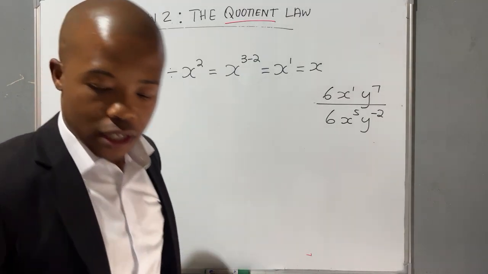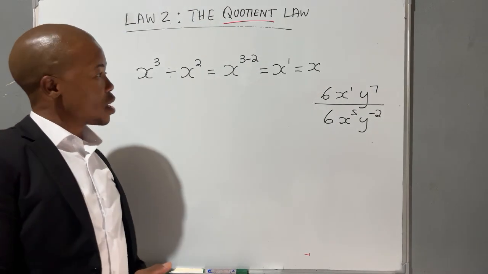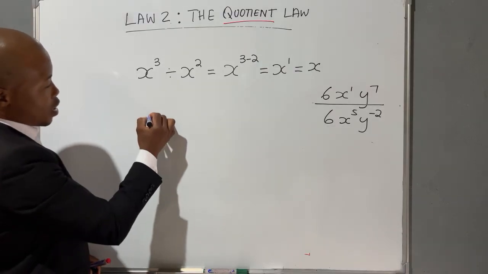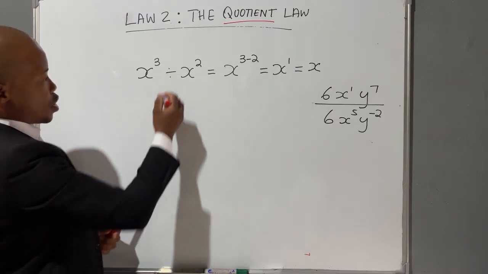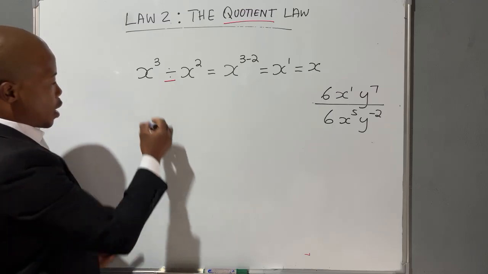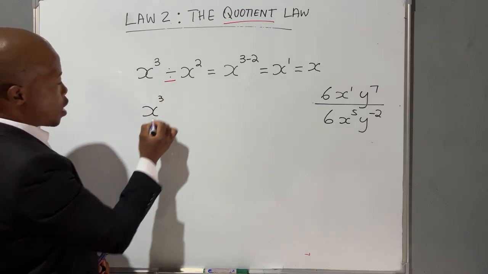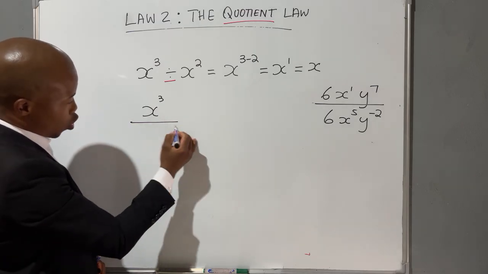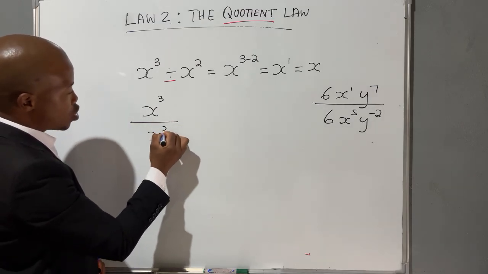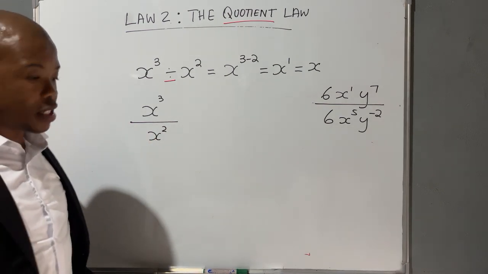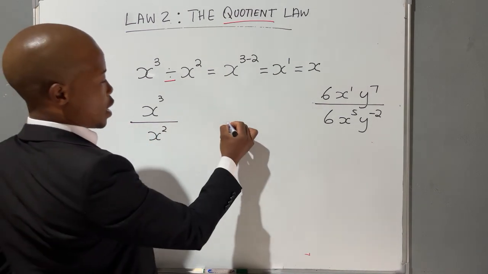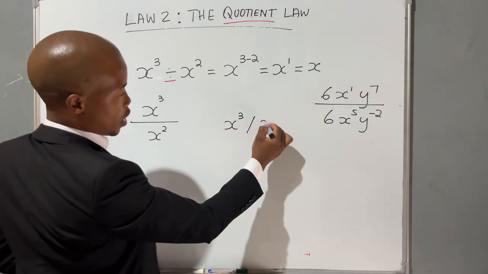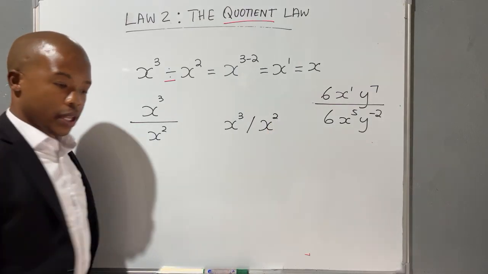But here's something you also need to know about division: it can be written in many forms. In other textbooks, instead of writing this division, they would write x to the exponent 3, and then a long horizontal line, and then x to the exponent 2. It is still the same thing. In other textbooks, you might find they write x to the exponent 3, then a forward slash, and then x to the exponent 2. It is still the same thing.